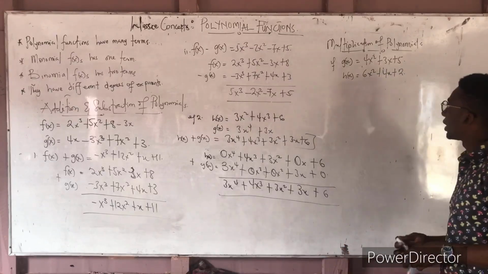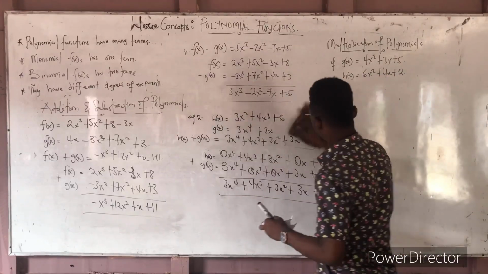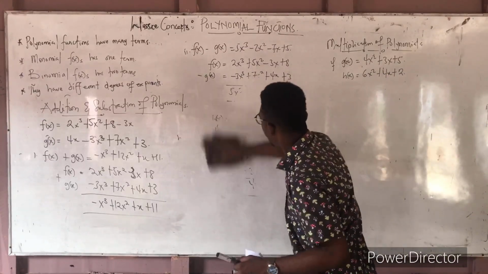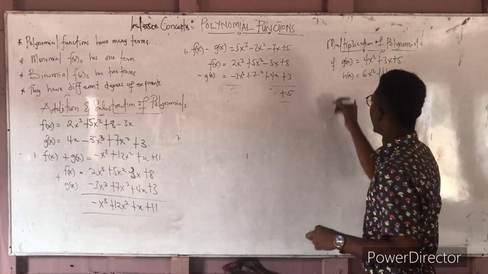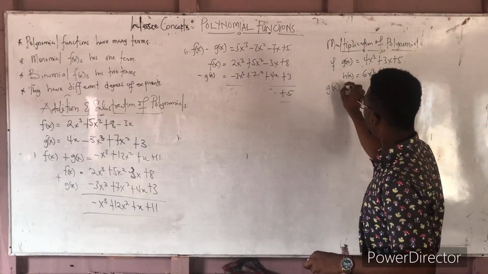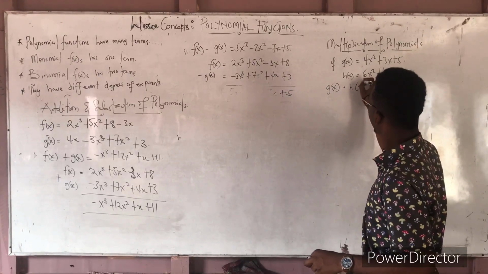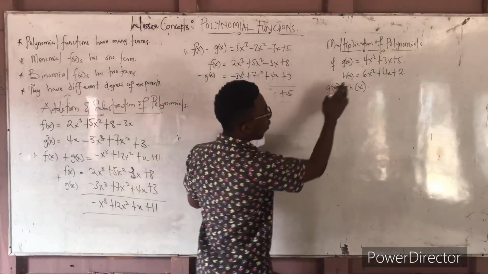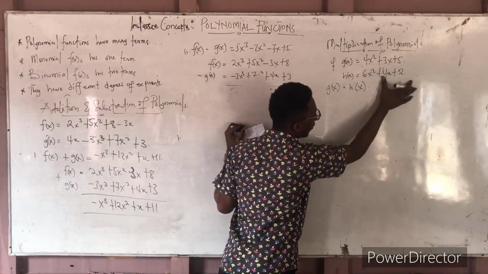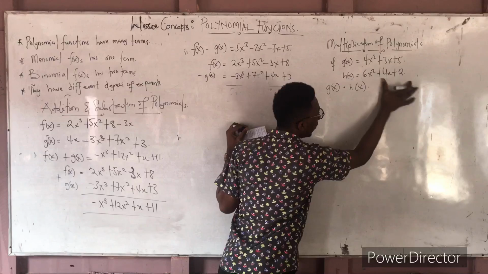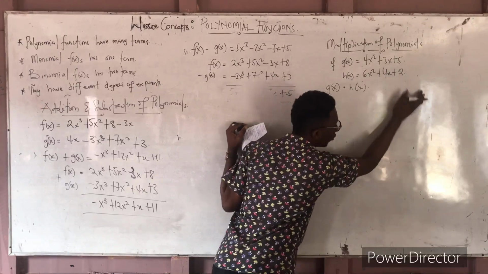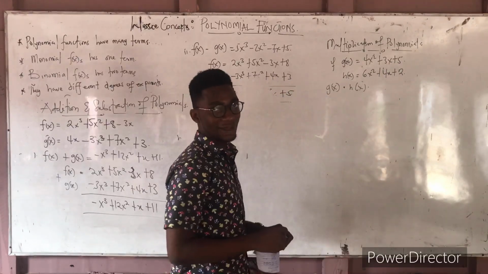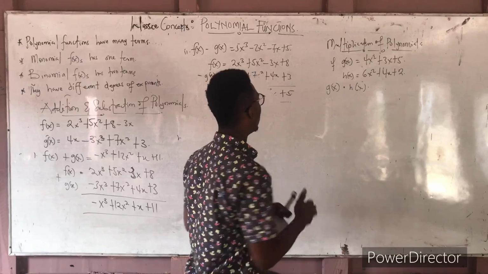Then with the multiplication, what do we do? You have to take g of x multiplying h of x. So we will take one term here, multiply by this, we take the other term here, multiply by this, and we take the other term here, multiply by the whole of this. And after, we expand it.